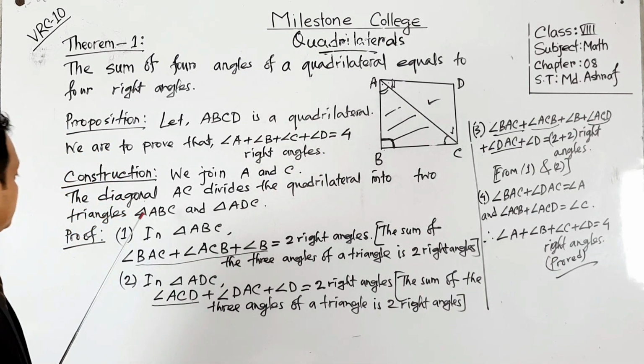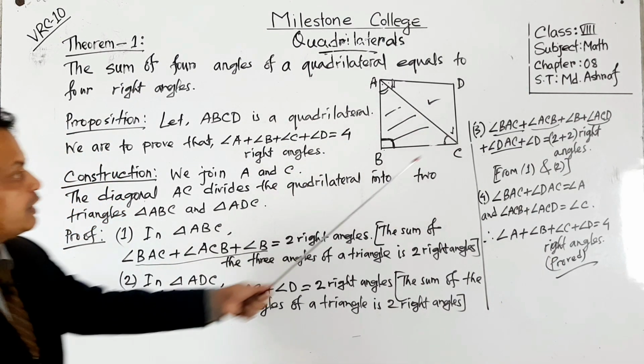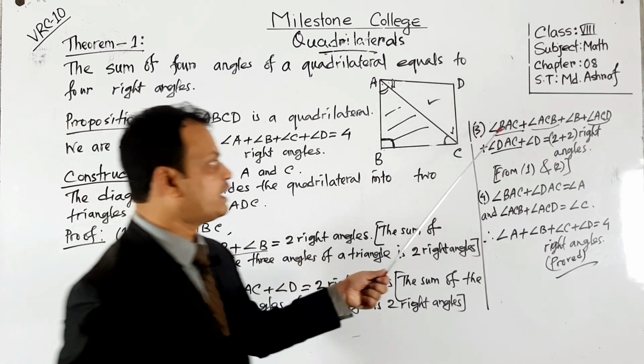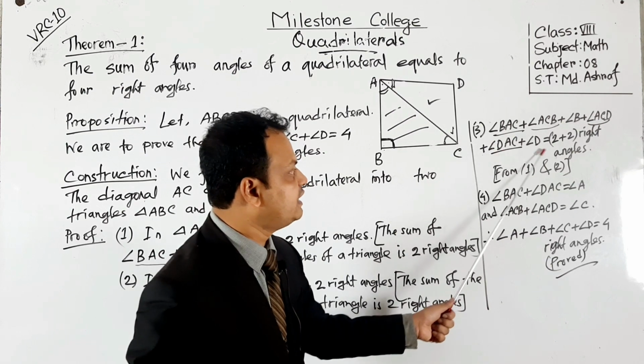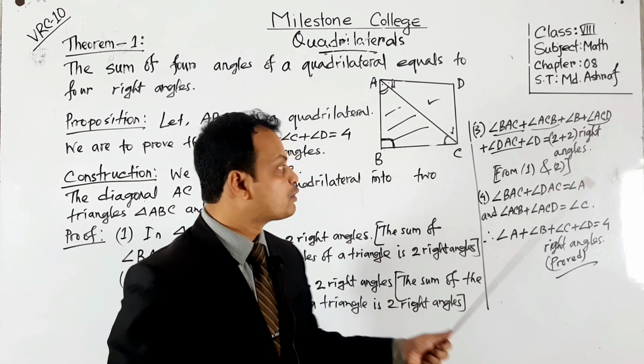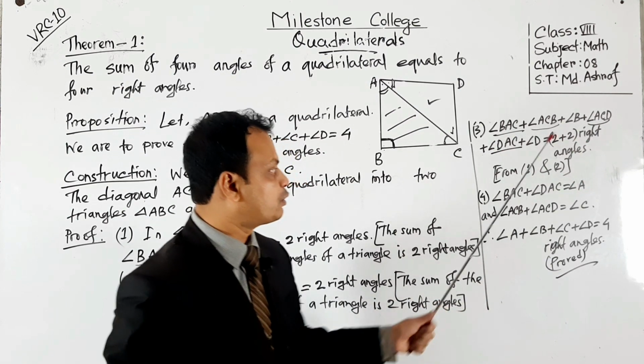Now we have to add 1 and 2. If we add 1 and 2, we get angle BAC plus ACB plus B plus ACD plus DAC plus angle D equals 2 plus 2, 4 right angles. So we have got it from 1 and 2.